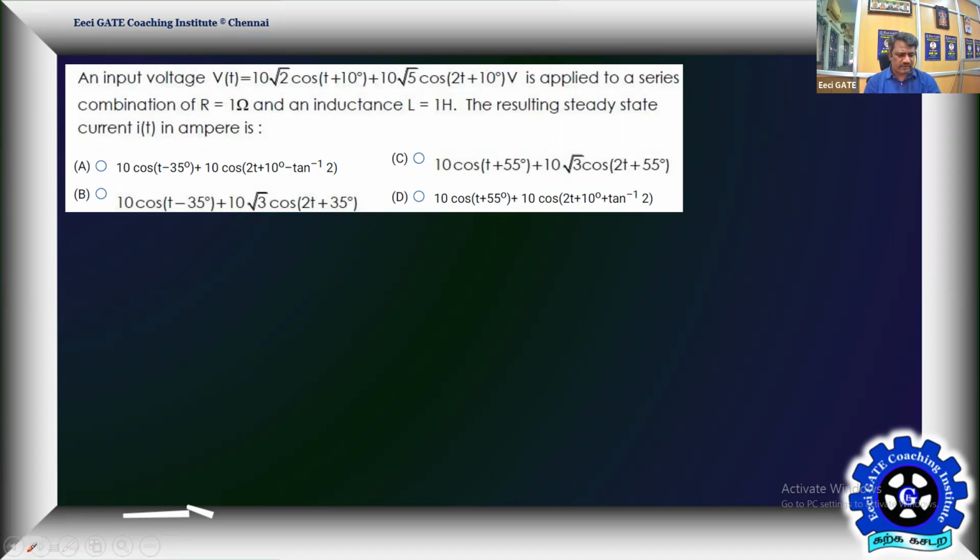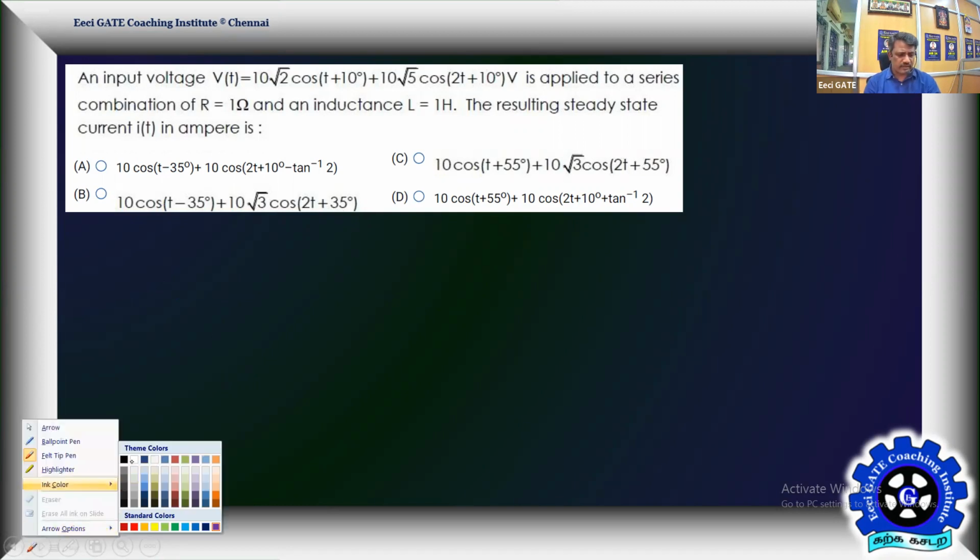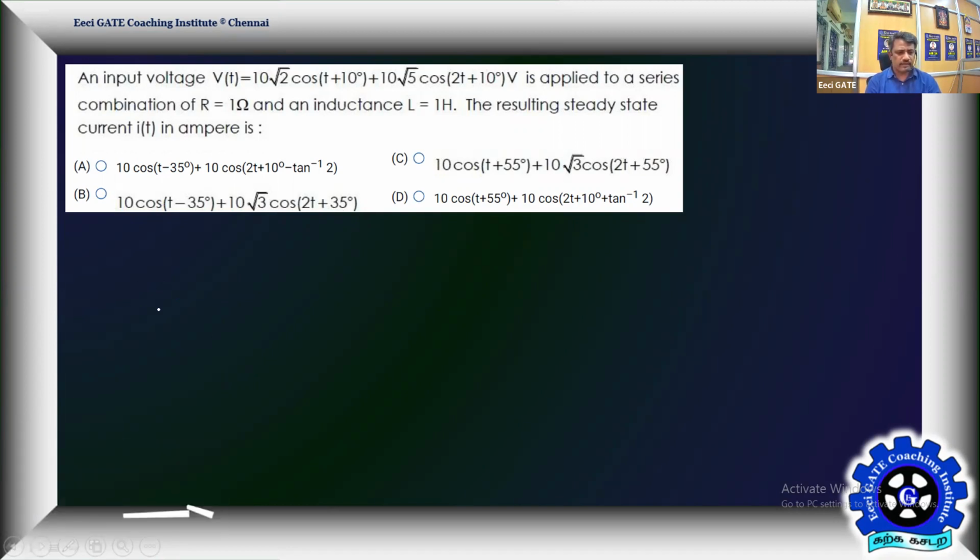What we have is, I have 2 sources that is considered as only one source. I have one source having 2 components. Let me take it as V of t, exciting a resistor and inductor. So I have a resistor of 1 ohm. I have an inductor of 1 Henry.